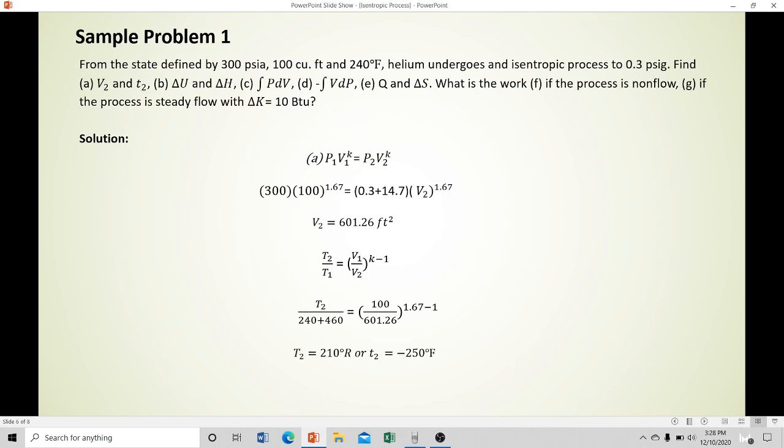In B, it is for the change of U and change of H. Since we have the mass, we can use the ideal gas equation of state. We have P1V1 equals M, or mass, times the gas constant times the temperature 1. Since we have the value of pressure 1, the volume 1, and the gas constant, we can determine the general gas constant equation and the temperature 1.